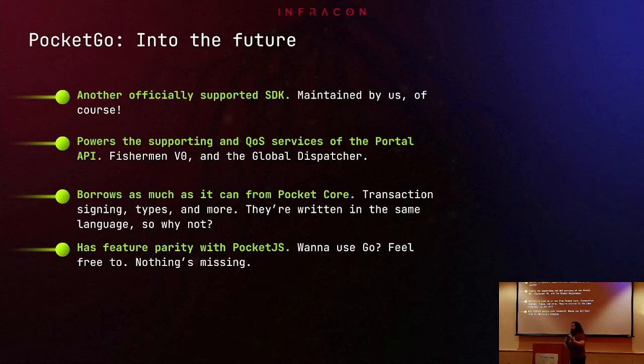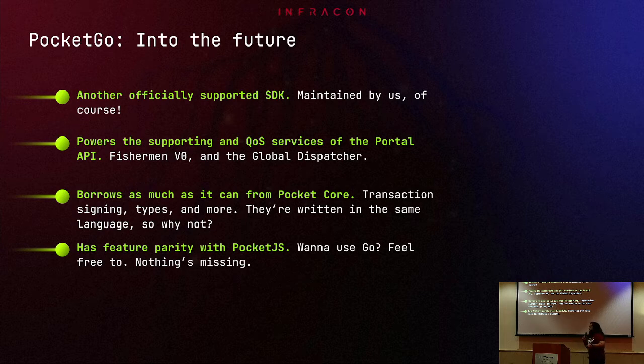So basically, first of all, PocketGo is just another library, another supported SDK that we make and maintain. That means that if you want to go to GitHub and post an issue or do something, it's there, it's public, and you can use it. And then the main thing is that it powers the supporting quality of services of the Portal API. That means Fisherman V0, Global Dispatcher, and basically everything that is going to be using Go, right? And then it borrows as much as it can from Pocket Core V0, of course.